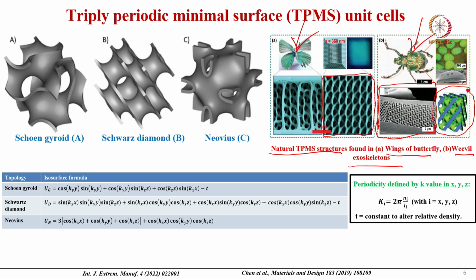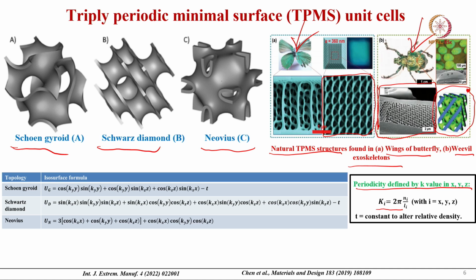There are three structures I have mentioned here: Schwarz gyroid, then Schwarz diamond, and Neovius. The isosurfaces of these structures can be described by a combination of cosine and sine functions, and periodicity is essentially defined by a factor called k_i, where k_i is equal to 2 pi n_i by L_i. So, essentially t is equal to a constant to alter the relative density.